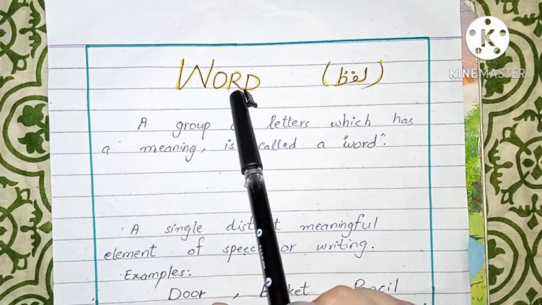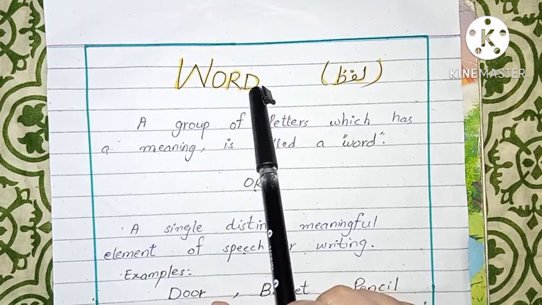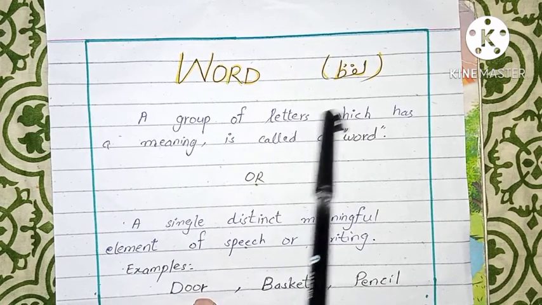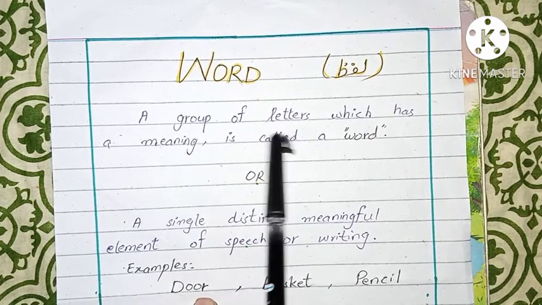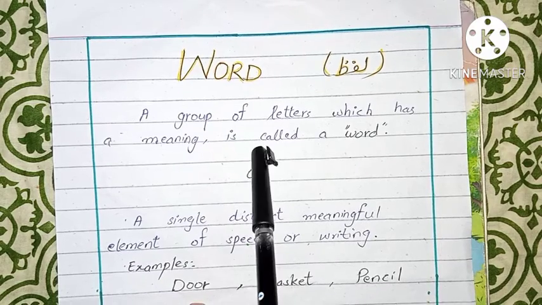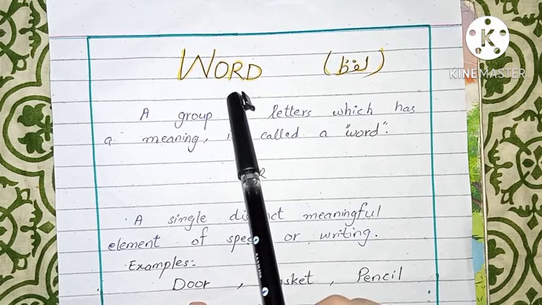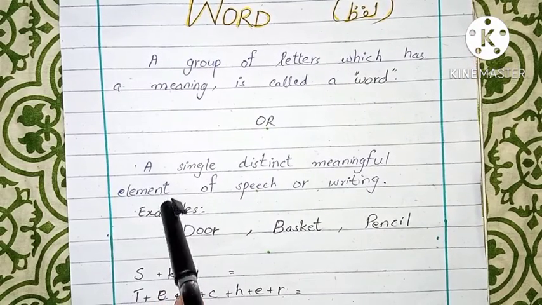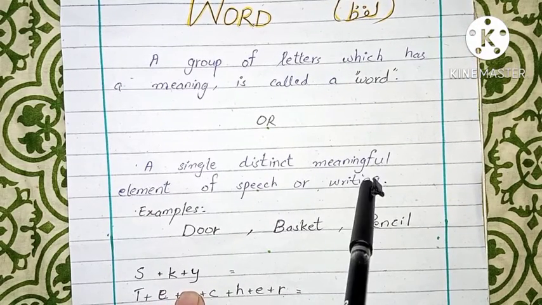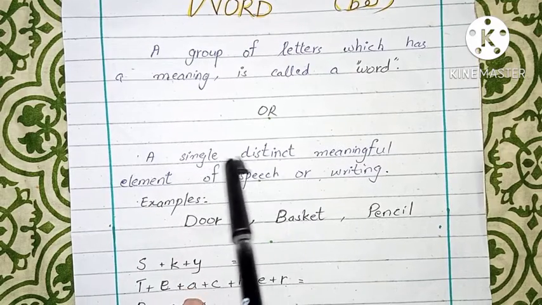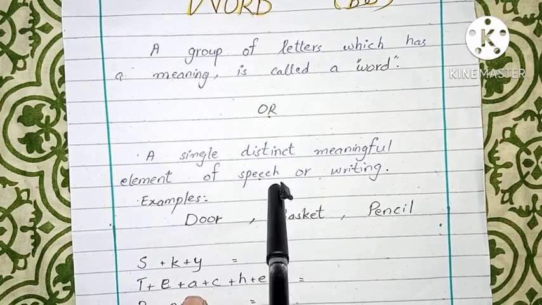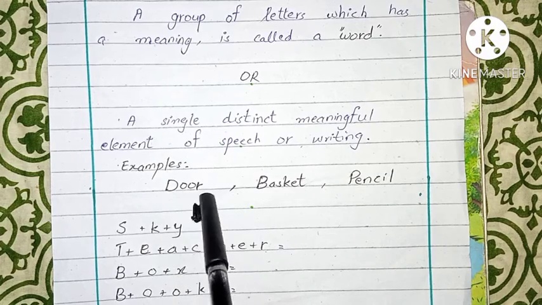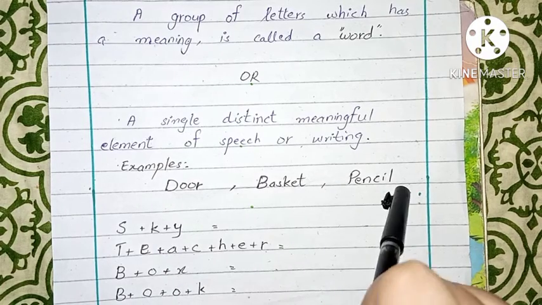The topic is word. W-O-R-D. A group of letters which has a meaning is called a word. A word is a single distinct meaningful element of speech or writing, such as, for example, door, basket, pencil.